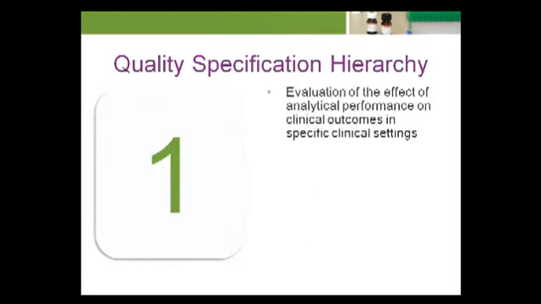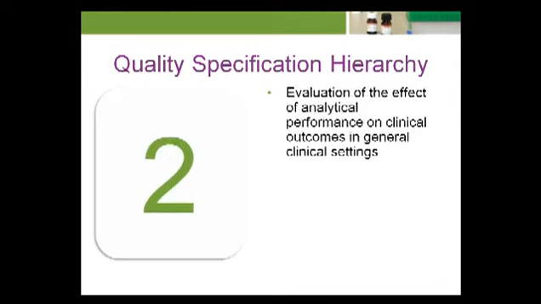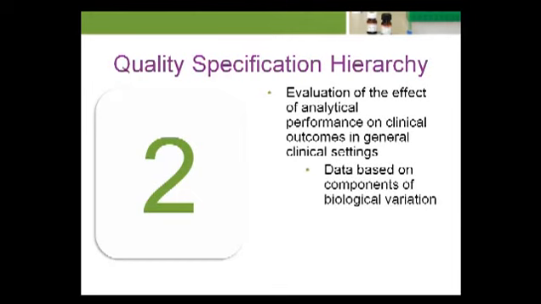Goals that are specific to a clinical setting should be used before anything else. A quality requirement for very precise monitoring in a transplant patient should take precedence over a general regulatory-based requirement. For general clinical settings, 2 main types of quality specifications are recommended. Quality specifications derived from biological variation and those based on the analysis of clinicians' opinions.